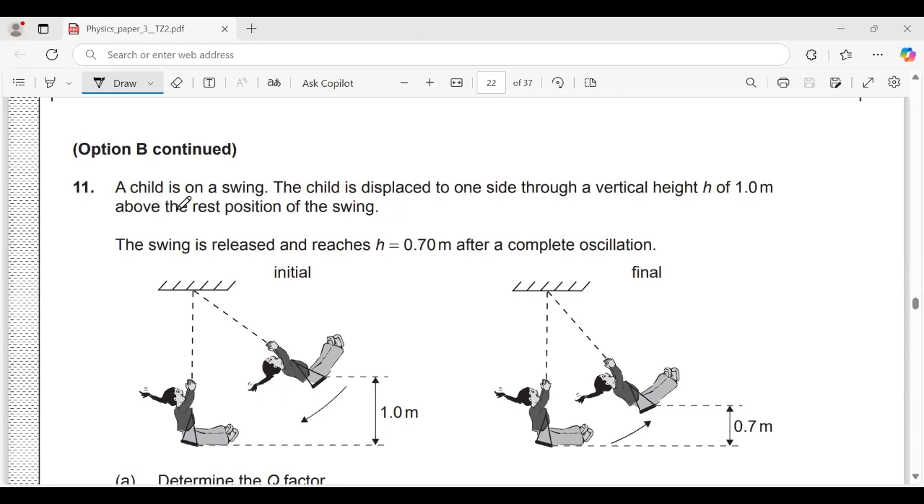Number 11. A child is on a swing. The child is displaced to one side through a vertical height of 1.0 meters above the rest position of the swing. The swing is released and reaches h equal 0.70 meters after a complete oscillation. So the first position is when the child is at 1.0 meters, and after one oscillation, her height is 0.7 meters.